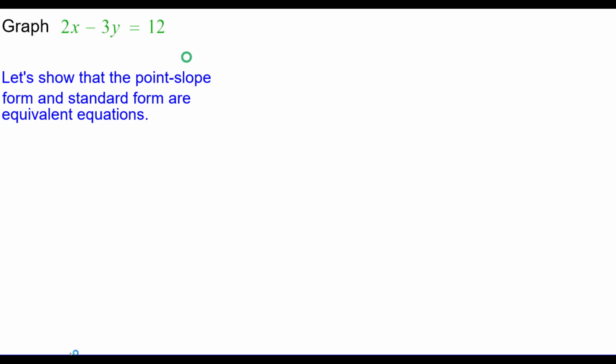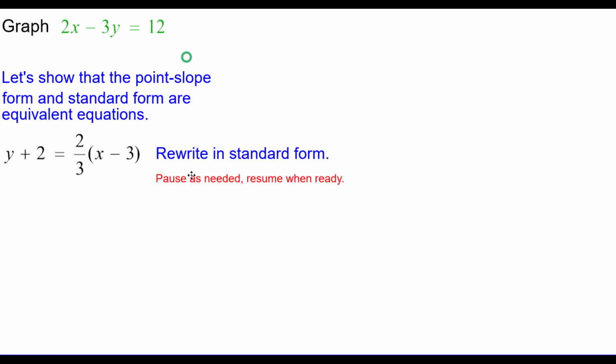Let's show that the point-slope form and standard form are equivalent equations. So we'll start with the point-slope form. We'd like to rewrite it in standard form. So pause as needed. Resume when you're ready.